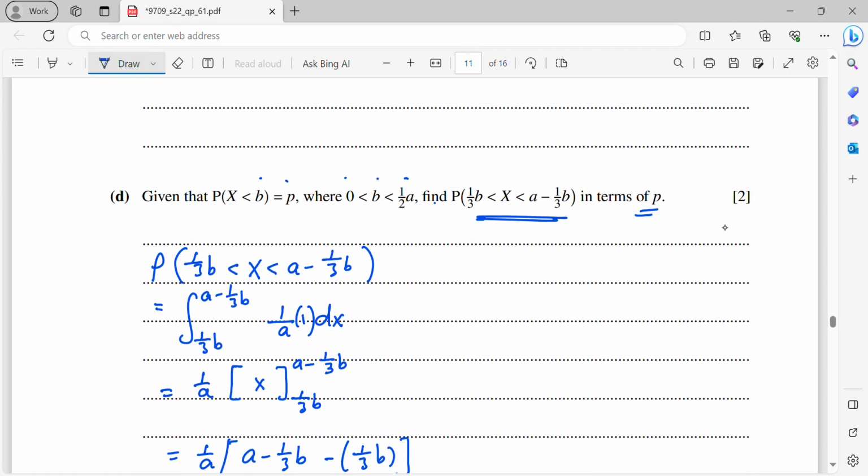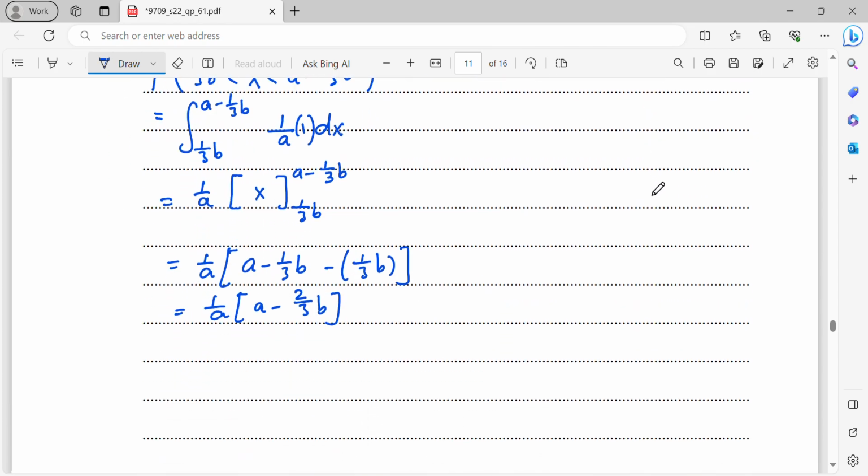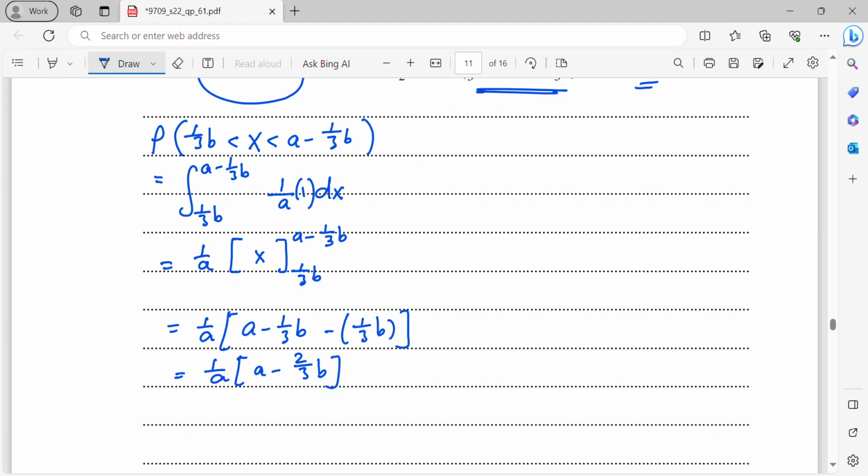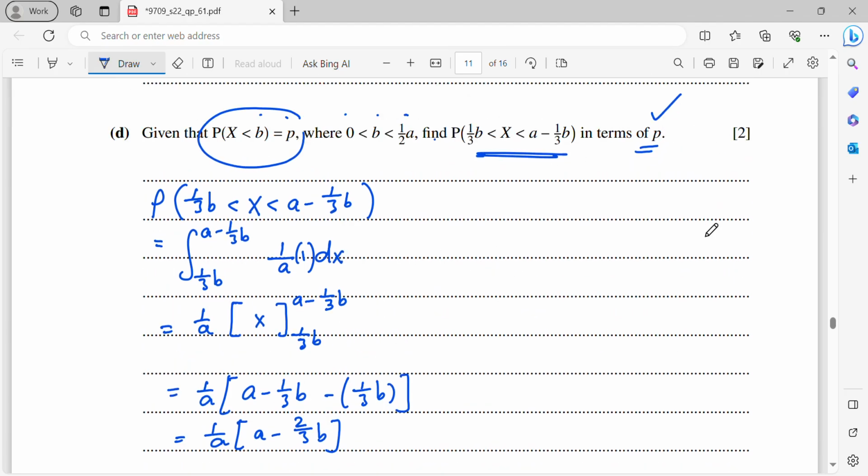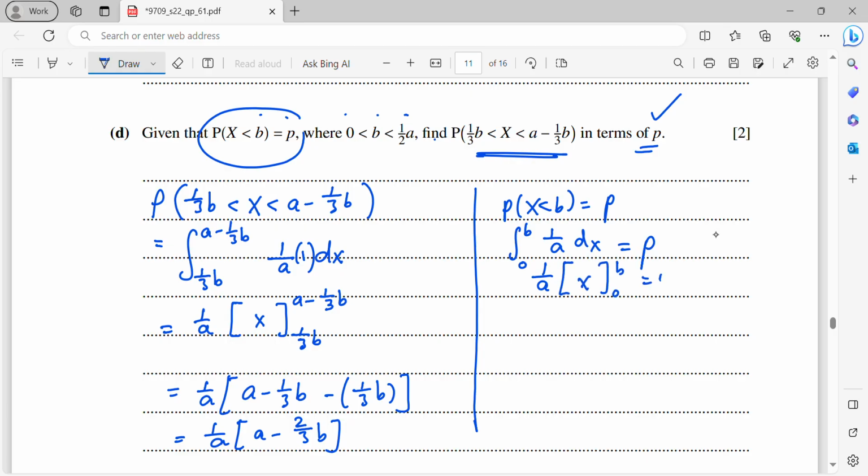Okay, and now it's given that probability x less than b is p. So now I need to substitute my b, because I need to get my answer in p. So now I will have to do it here. P(x less than b) is p. That means when less than b, the limits will be 0 to b, then 1 over a dx equals p. So integrate 1 over a dx is 1 over a times x, 0 to b, equals p. So from here, when you replace, I will get b minus 0 equals p. So this is b over a is p.